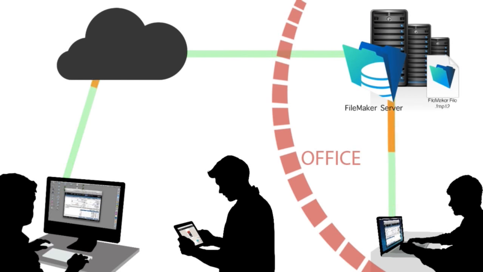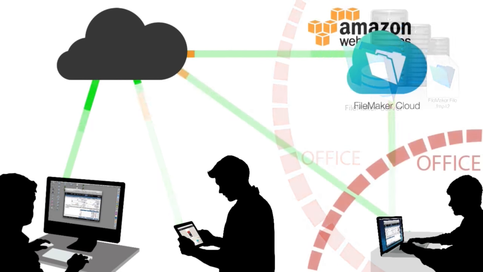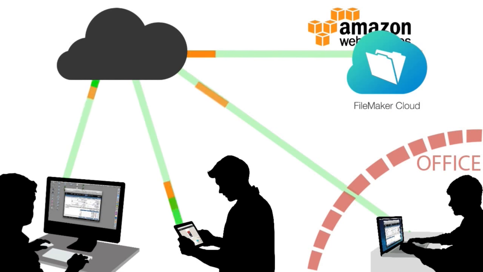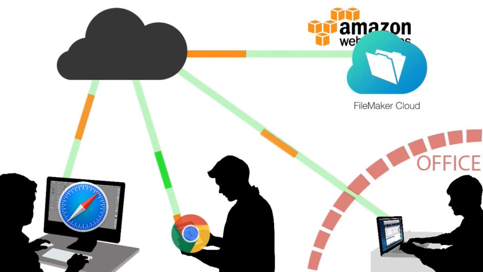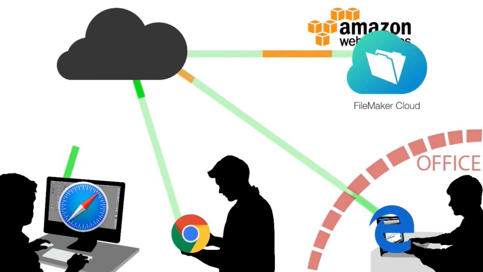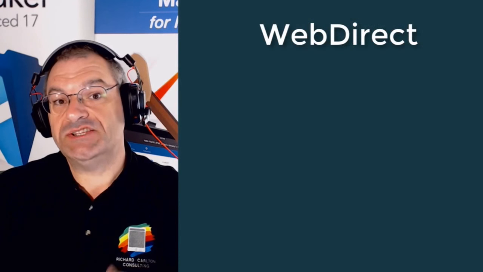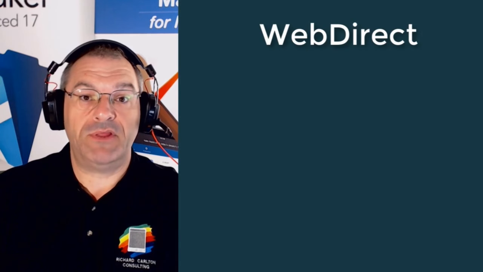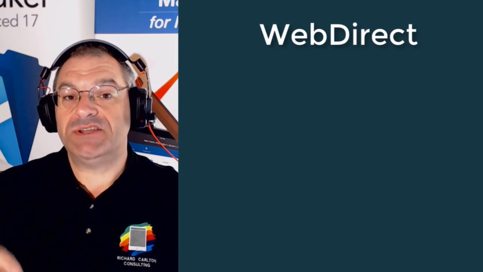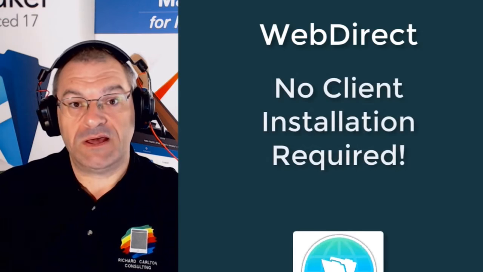So what that means in plain English is that if you are using FileMaker Cloud or FileMaker Server, then you can have clients access a custom application using the latest versions of Safari, Google Chrome, Internet Explorer, or Microsoft's Edge browser. Now, because FileMaker Server or FileMaker Cloud is rendering out the custom application to the browser, there's actually nothing to install on the client device.